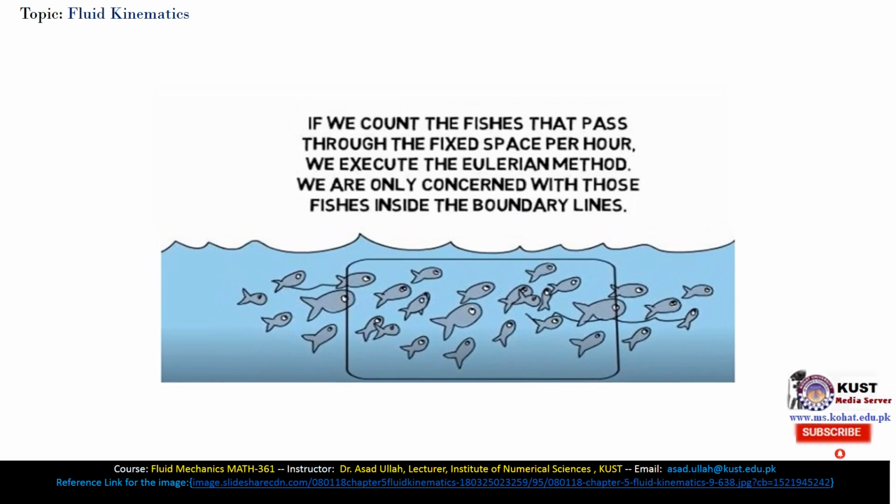Here we present a simple example for the Eulerian method of specification, in which we have chosen a fixed space inside the fluid. Now we are observing the velocity and acceleration of the fishes as they pass through this point. We have to check the velocity and acceleration inside this fixed space as time passes. We have nothing to do with those fishes that move outside this space. So we are focused on this space as the fishes pass through this point.